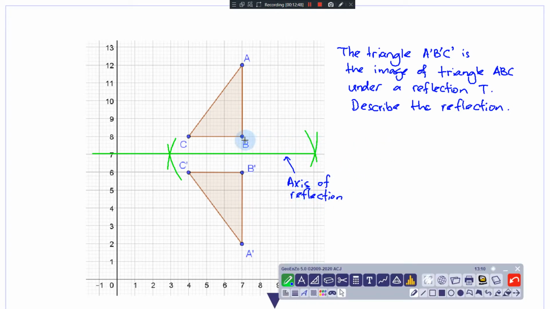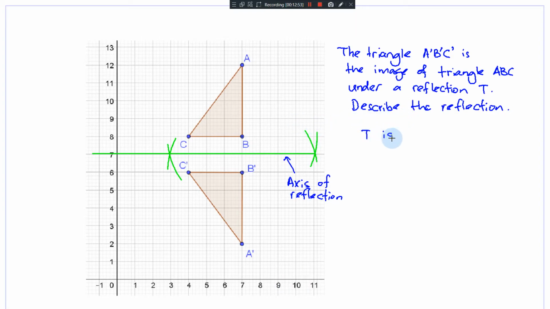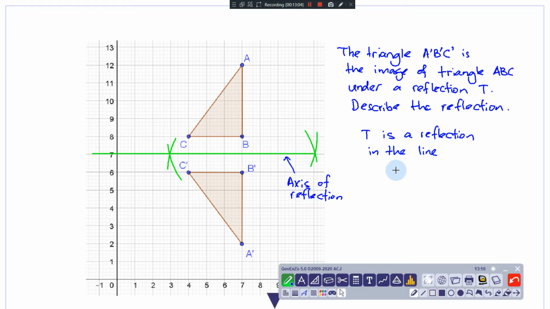So how do we describe this diffraction? So T is a diffraction in the line. Okay, so now I'm going to tell the axis of diffraction. How do we tell people about this line?